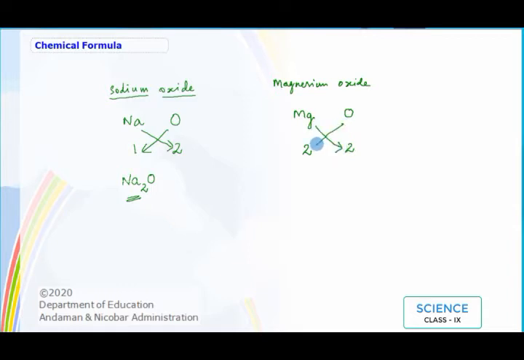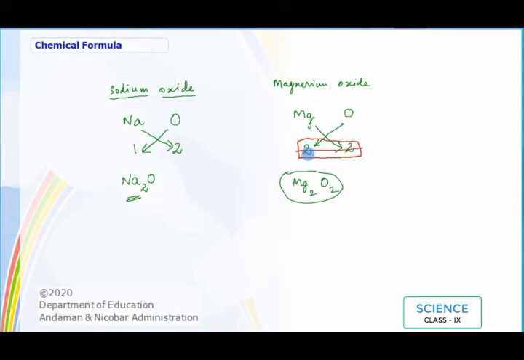By crossing over we will get it like this. Here you see Mg2 and O2. Now the formula of magnesium oxide is not Mg2O2. After writing the valencies below the element, one more thing to note here is that we have to see the valencies. If both the valencies are the same, then the valencies are to be cancelled out.